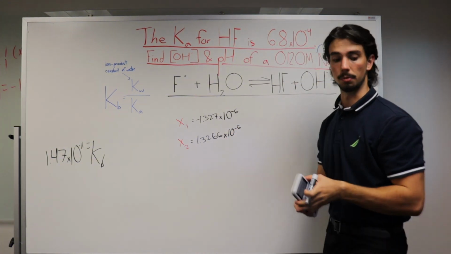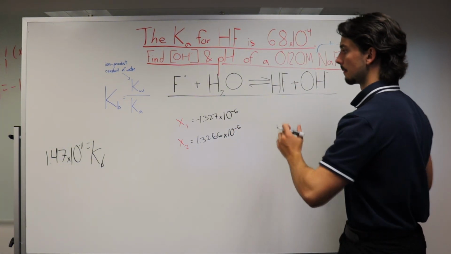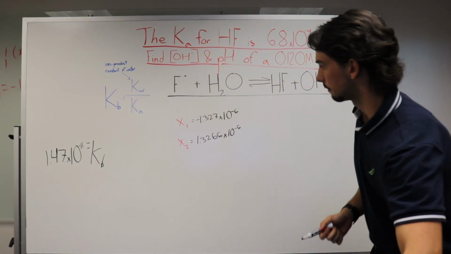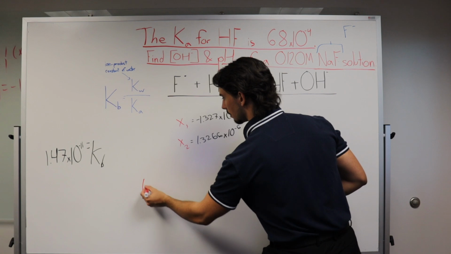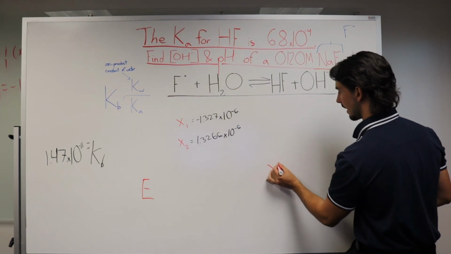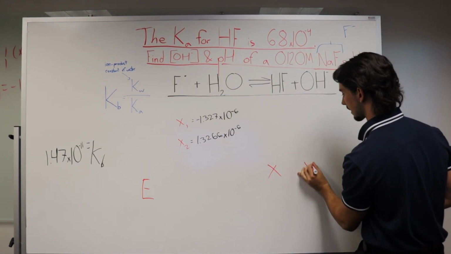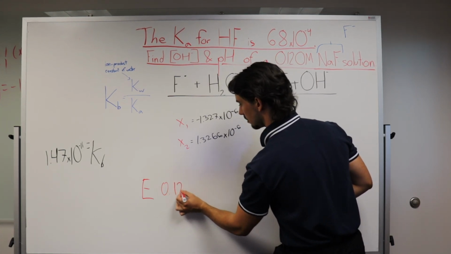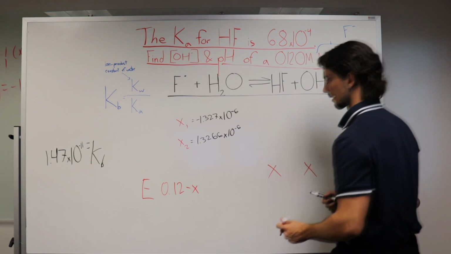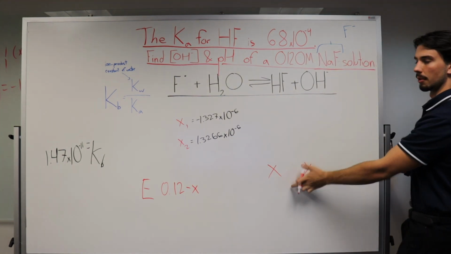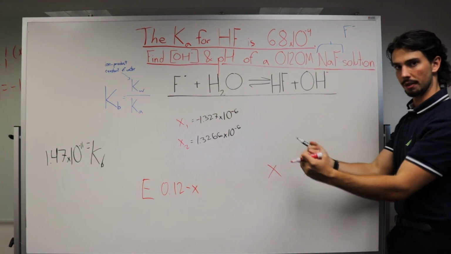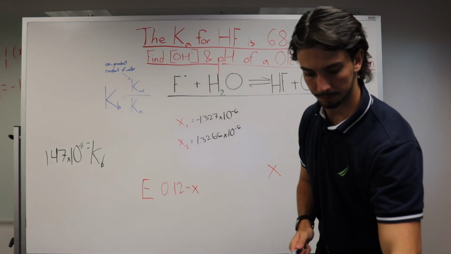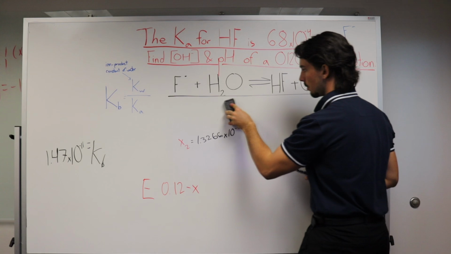Now, which one do we use? If we know previously, x cannot be negative, because at equilibrium, this is going to be an x, and this will also be an x. And this, remember, is 0.12 minus x. Now this can't be negative because we don't have anything to begin with, so there's nothing to take away. So we're always going to pick the positive x. So this is the one that we want.